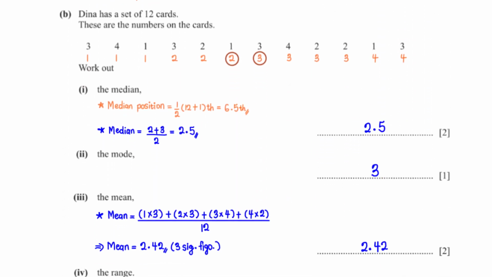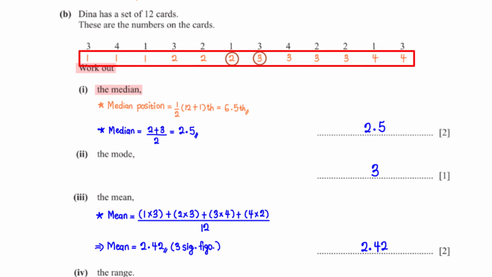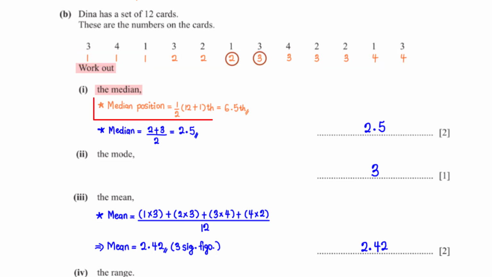Dinah has a set of 12 cards. These are the numbers on the cards. Work out the median. First, we need to arrange the numbers in ascending order. To get the position of the median, we use the formula (n+1)/2, where n in this case is 12. This gives us 6.5.